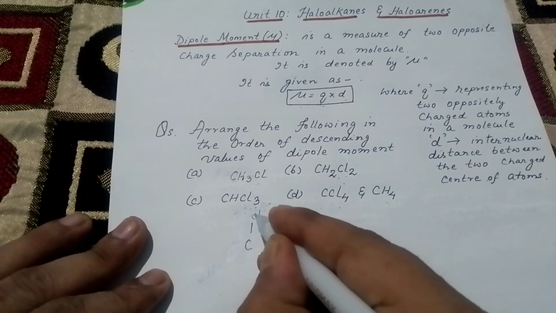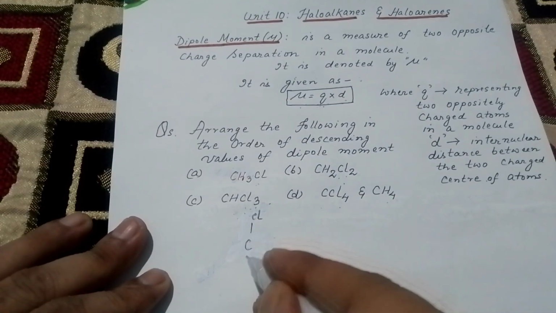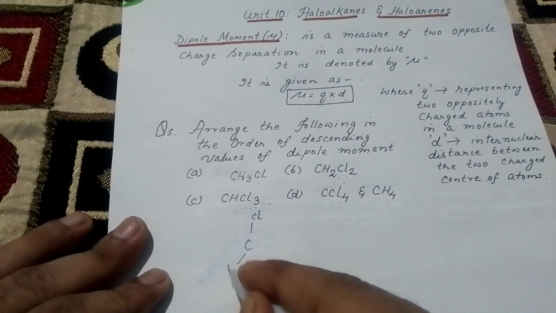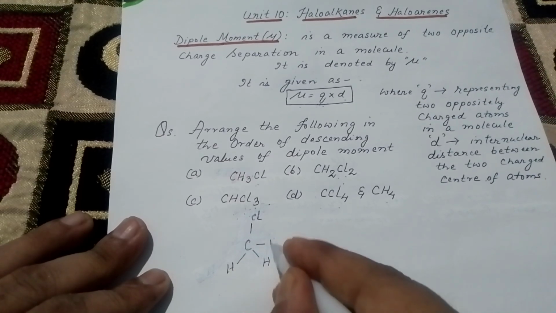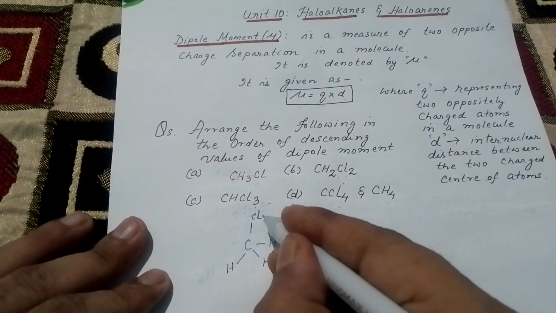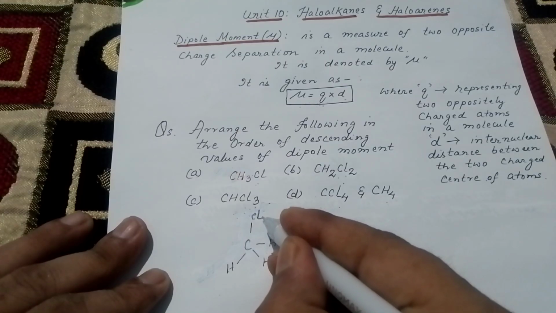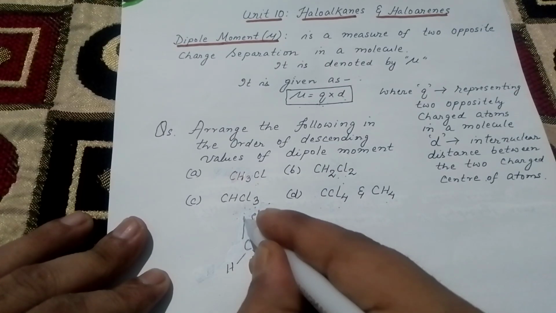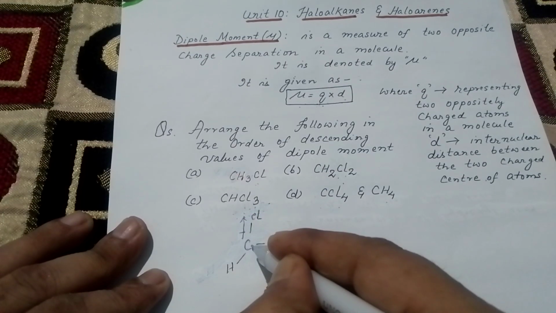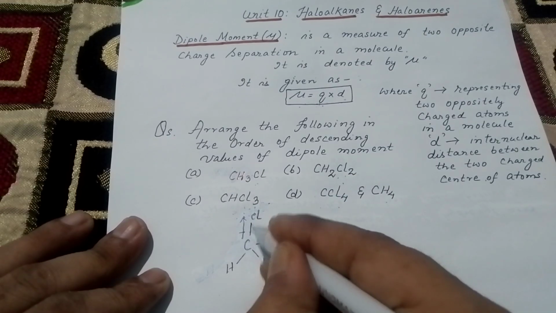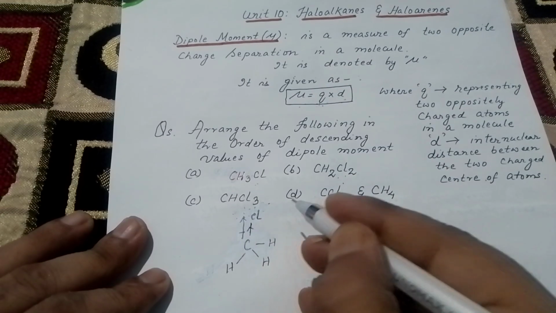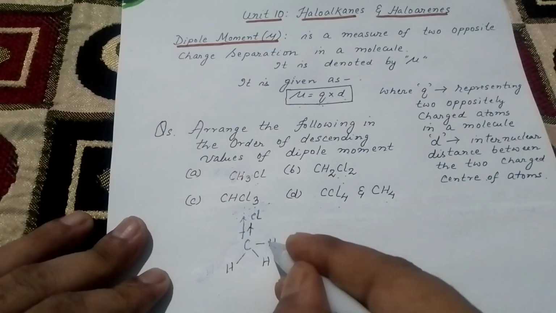First of all, we will draw Cl, chlorine, then we will draw hydrogen, then the other hydrogens, because it is CH3Cl, right? As we know, chlorine is highly electronegative, it tries to draw the electron toward itself from carbon. Carbon is electropositive in comparison to chlorine, so chlorine will pull the electron towards itself.